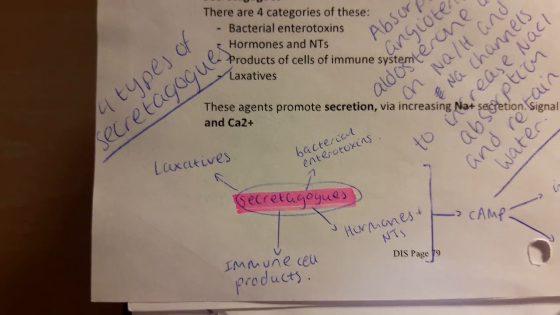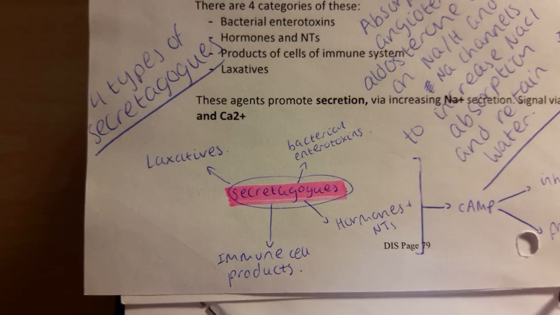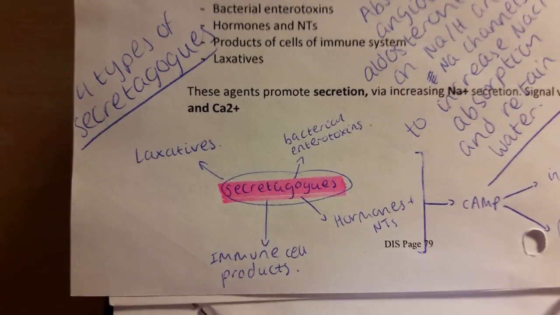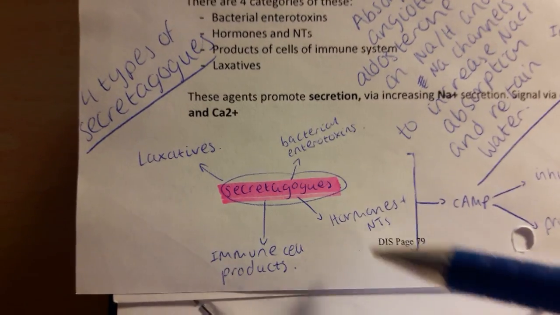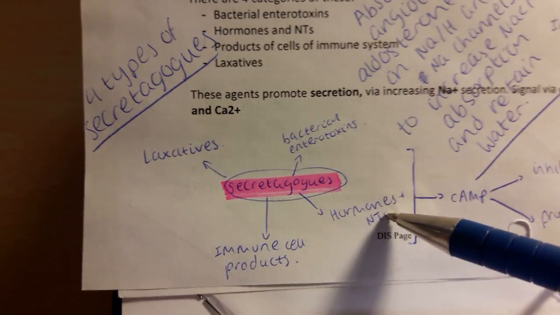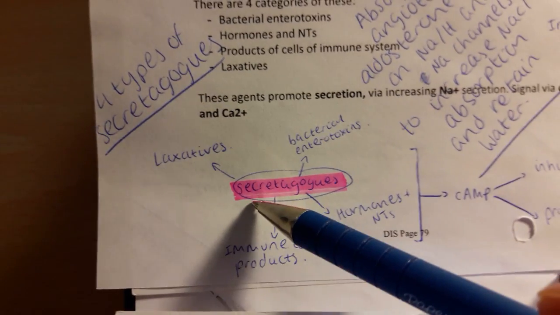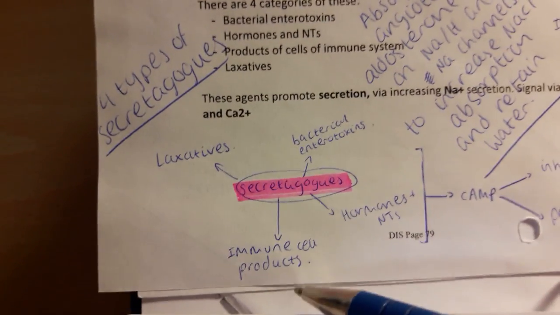So now moving on to secretagogues that stimulate secretion and therefore result in diarrhea. There's 4 types of secretagogues that you need to know about. There's bacterial enterotoxins such as cholera. There's hormones and neurotransmitters. There's immune cell products such as histamine, and there's laxatives.